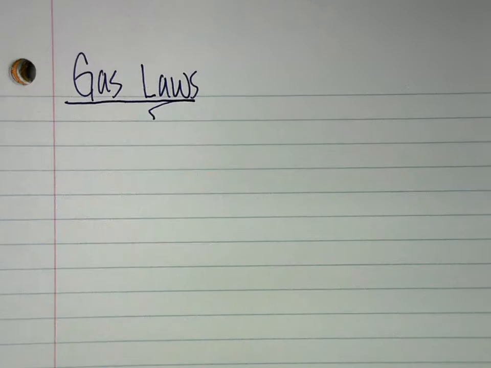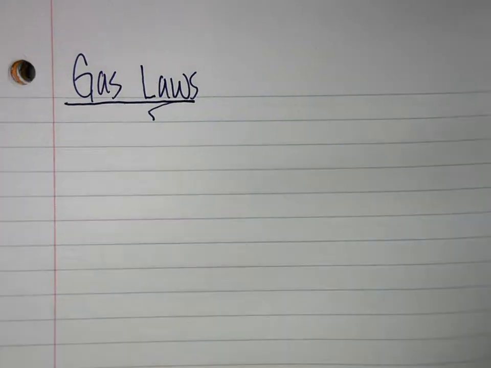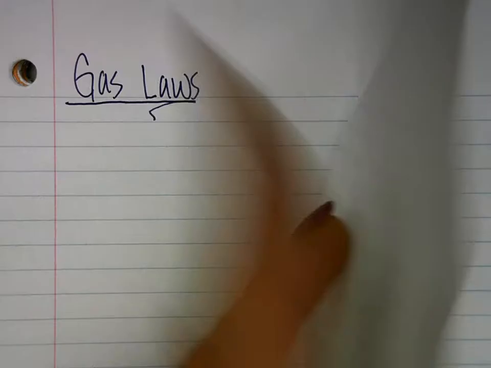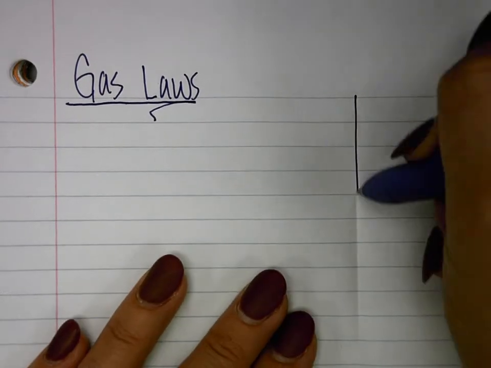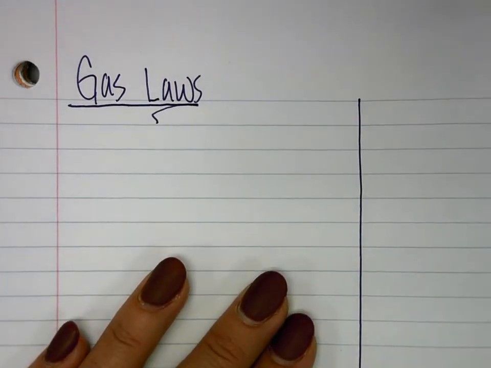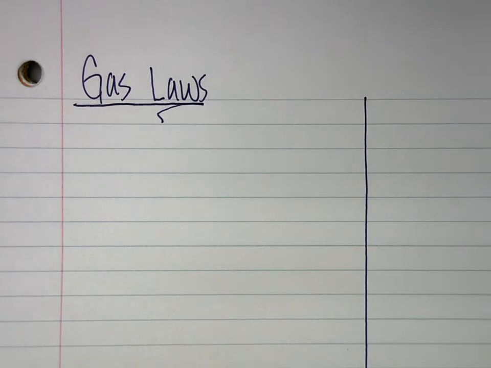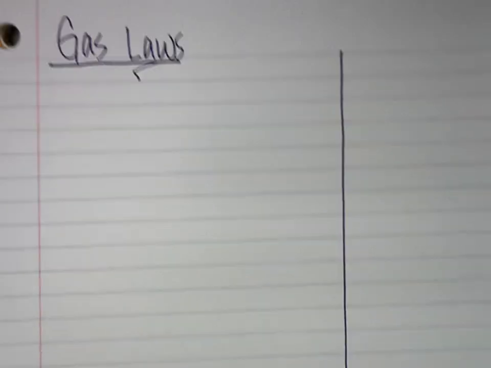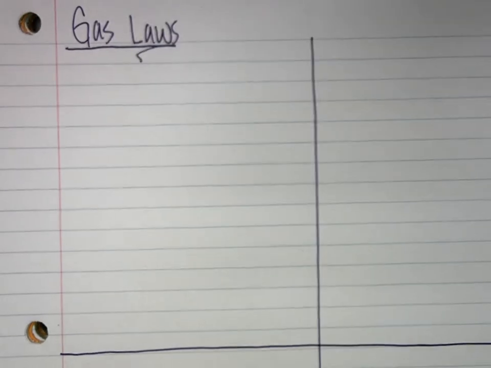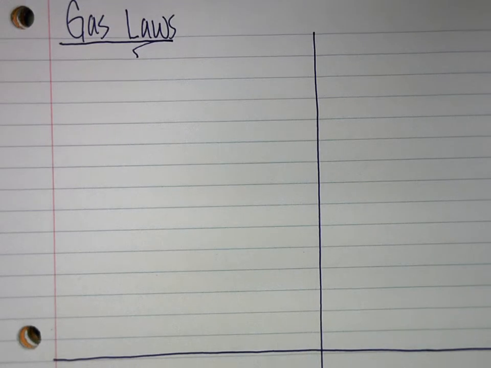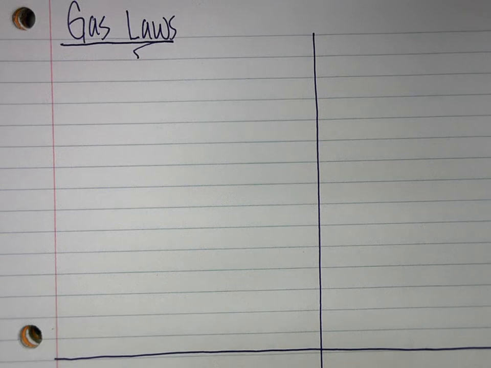So we're going to divide our paper up into 4 squares. Okay, it's down the middle. So you should have a total of 4 squares. All right, we're going to go through 3 main gas laws that you need to be familiar with. We'll go through the other one on Friday.